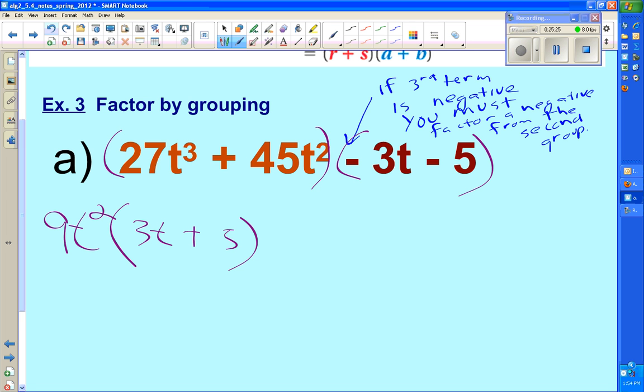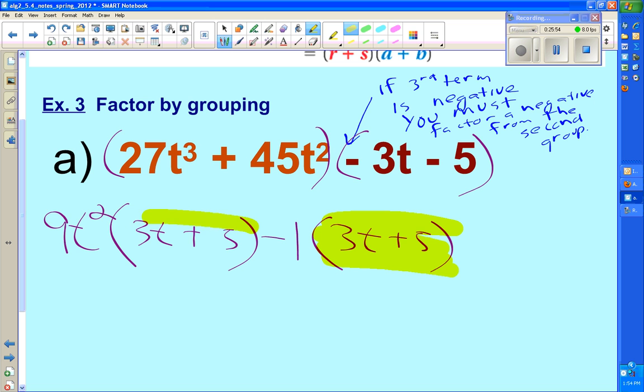There's a negative here. Is there anything else in common? No. There's really nothing in common, but I'm telling you, if the third term is negative, no matter what, you have to pull a negative out. If you're only taking the negative, put a 1 with it. It'll help you in a minute. And when you take that negative 1 out, now these two binomials are the same. If they are not the same, one of two things has to be true. Either it's not factorable, or you're making a mistake.